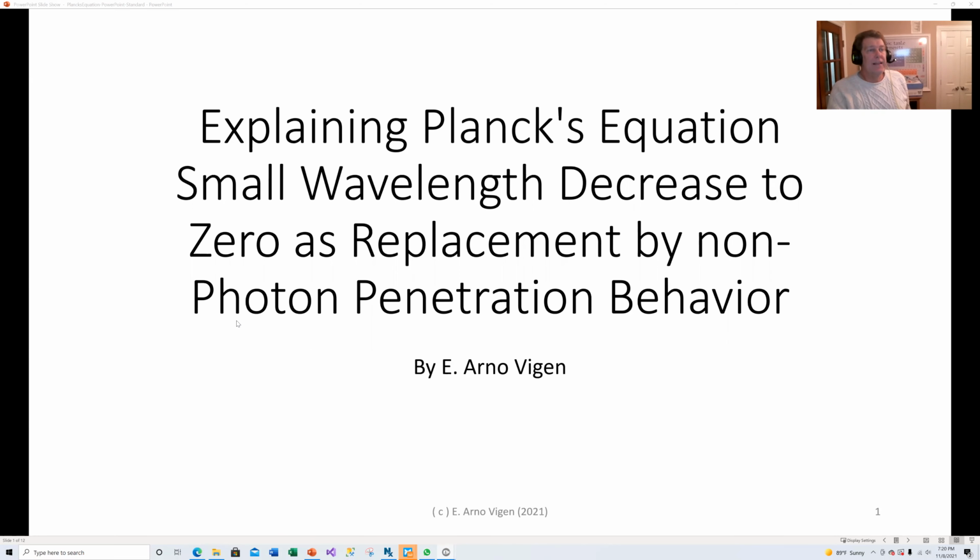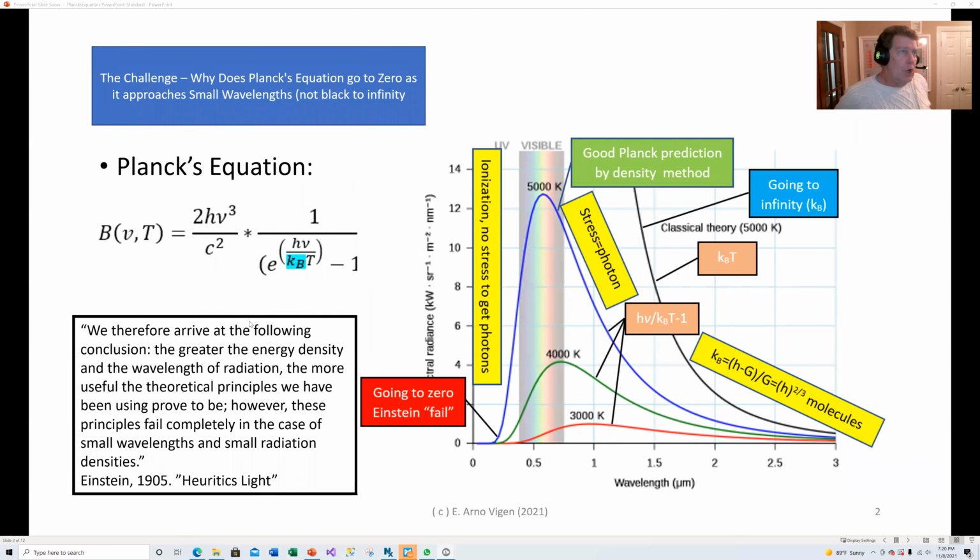Today I'm thinking about explaining Planck's equation for small wavelengths decreasing to zero as a replacement by non-photon penetration behavior. Now, we all know that Planck's constant is very important, okay? It explains the most basic parts of quantum theory. It's the first step that came up with Planck's constant h, which is the unit of measure for all these tiny equations. However, the basics of that equation over here on the left is quite different for two different reasons.